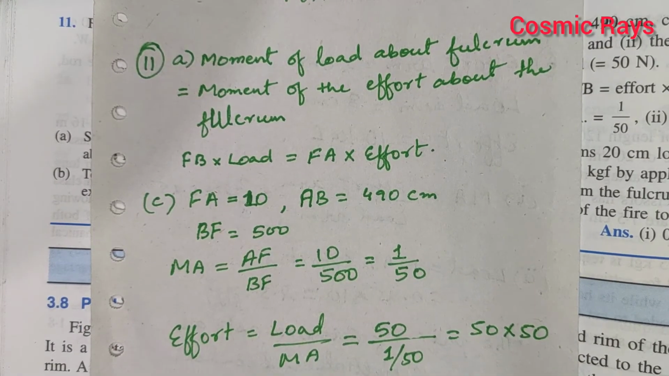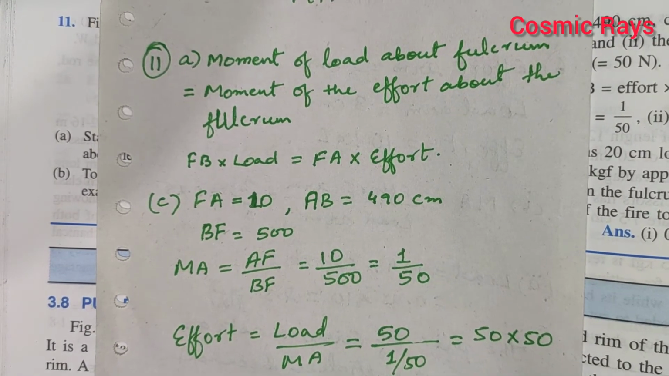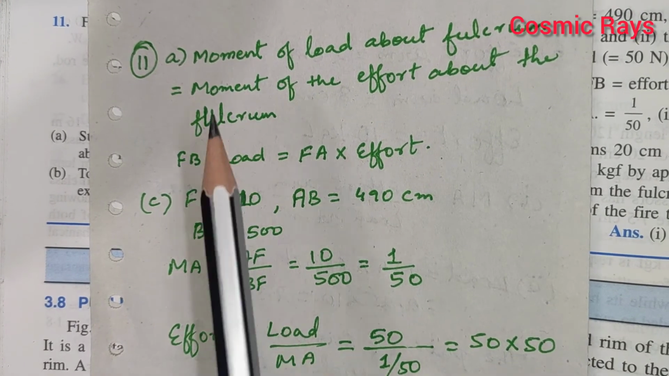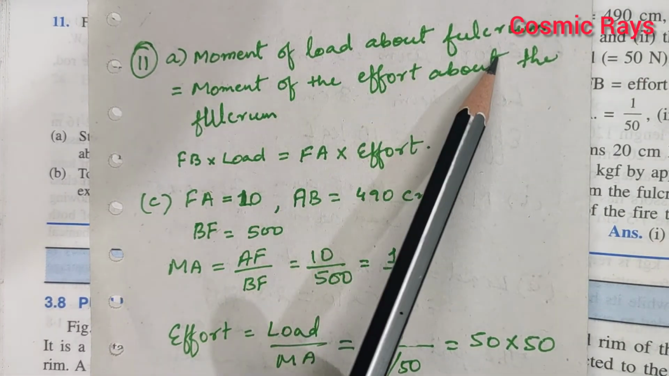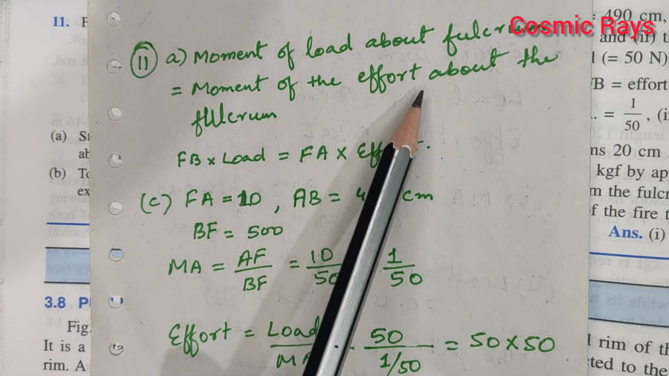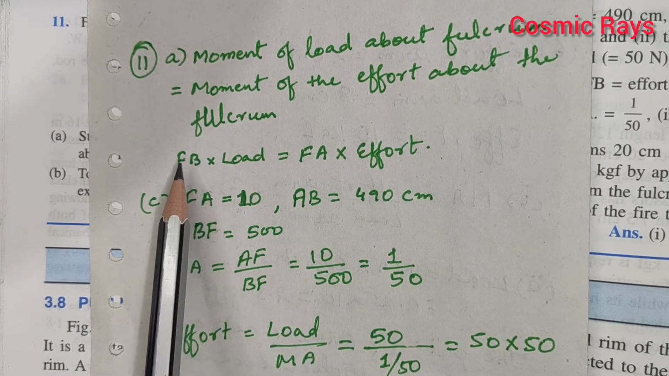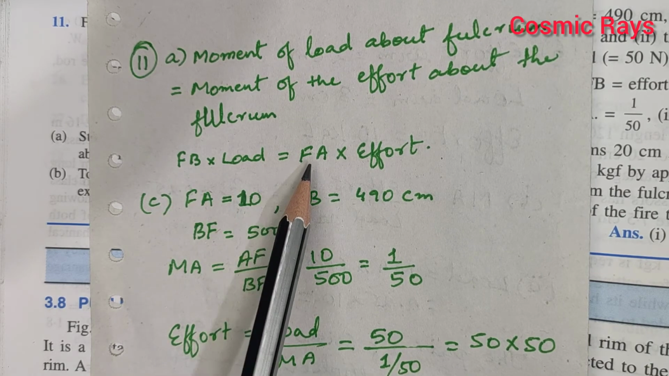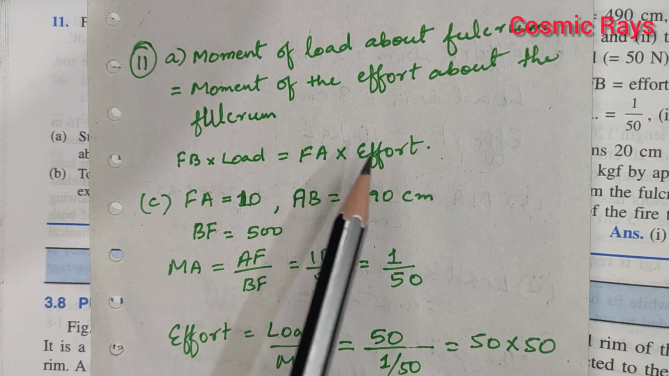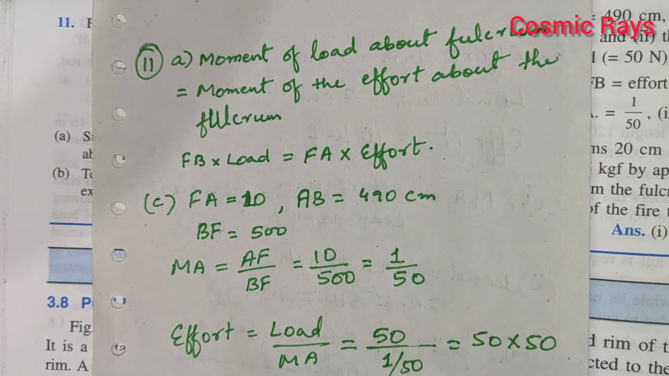Here the first part says we have to state the principle of moments. So that is nothing but the moment of load about the fulcrum is equal to the moment of effort about the fulcrum. Okay, so arm length of the load multiplied by load is equal to arm length of the effort multiplied by the effort. This is the principle.